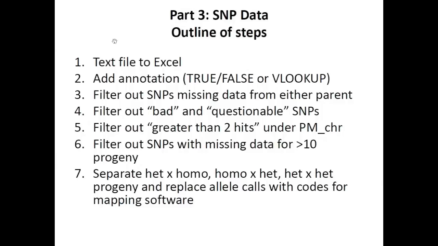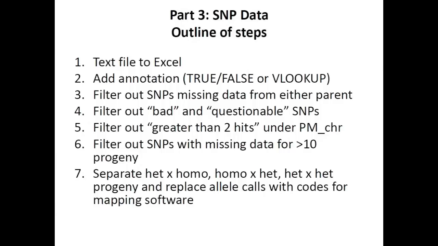The first one is moving the text file to Excel. Two is adding the annotation. And when we add this annotation, you can either use the true-false function or the VLOOKUP function to make sure that everything's lining up. And in our case, we'll use the true-false function.